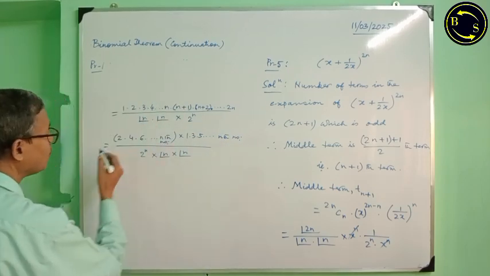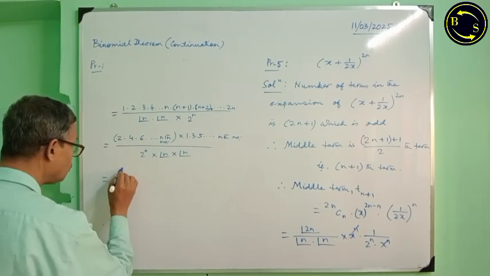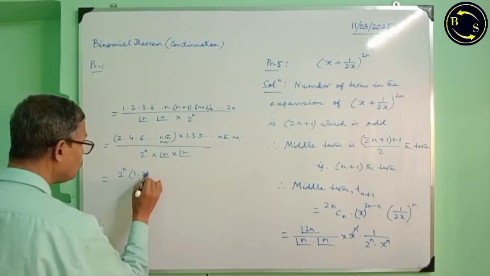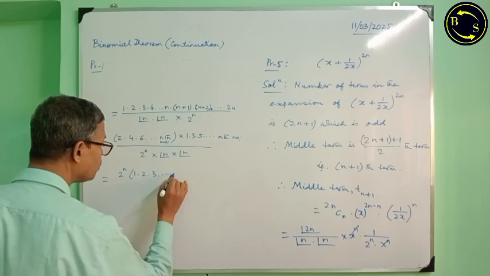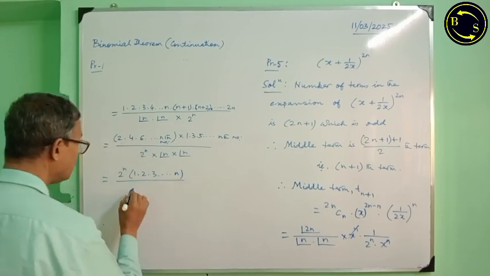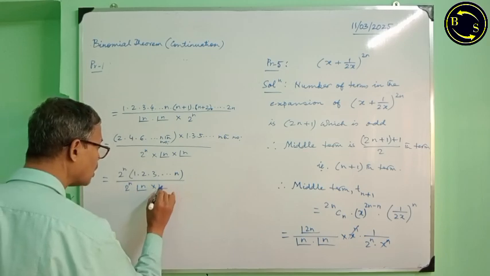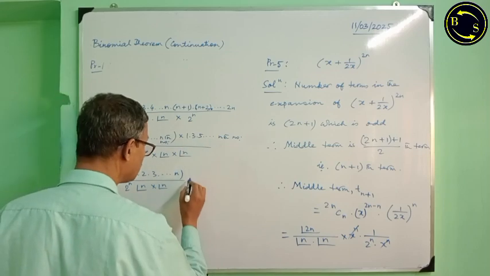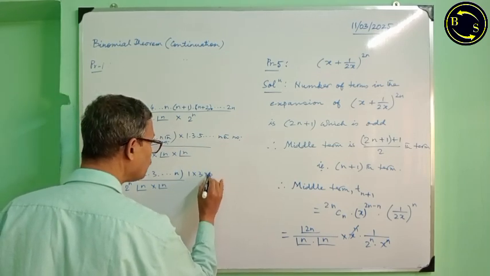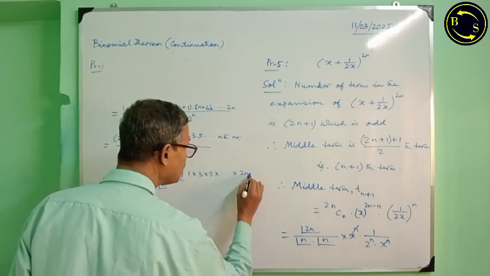Then we take all these 2s together, then it will be 2 to the power n. The remaining factors will be 1 into 2 into 3 dot dot dot n, divided by 2 to the power n factorial n into factorial n, and this part 1 into 3 into 5 into dot dot dot, nth number will be 2n minus 1.